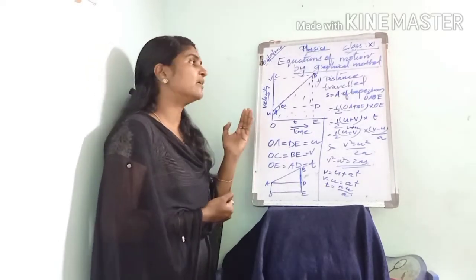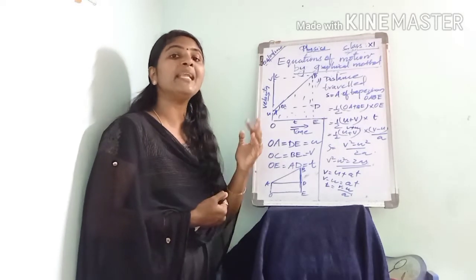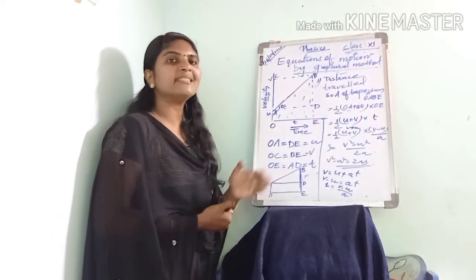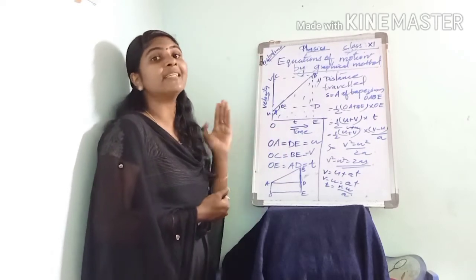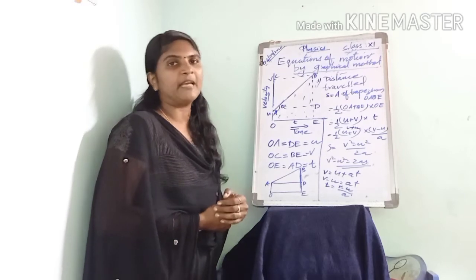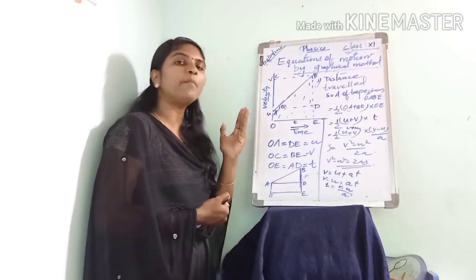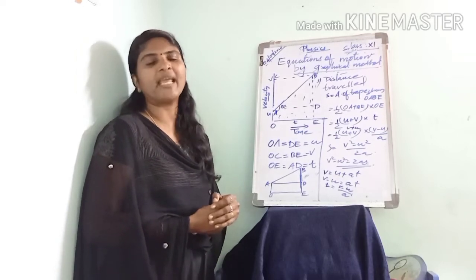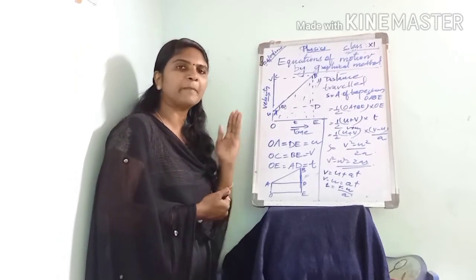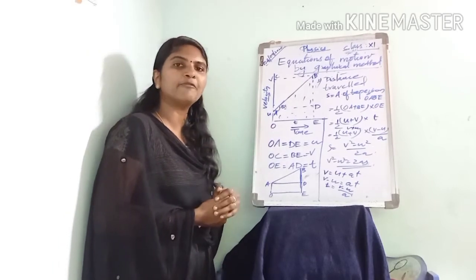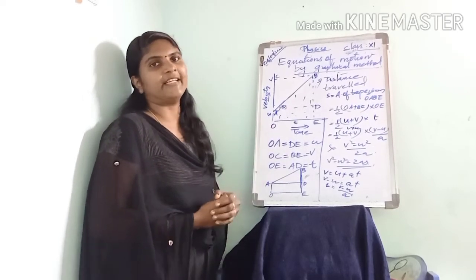Next we learned the velocity time graph for uniformly accelerated motion. What is its nature? It is a straight line inclined to the time axis. Then the slope of the velocity time graph represents the acceleration. The slope of the velocity time graph gives the acceleration.